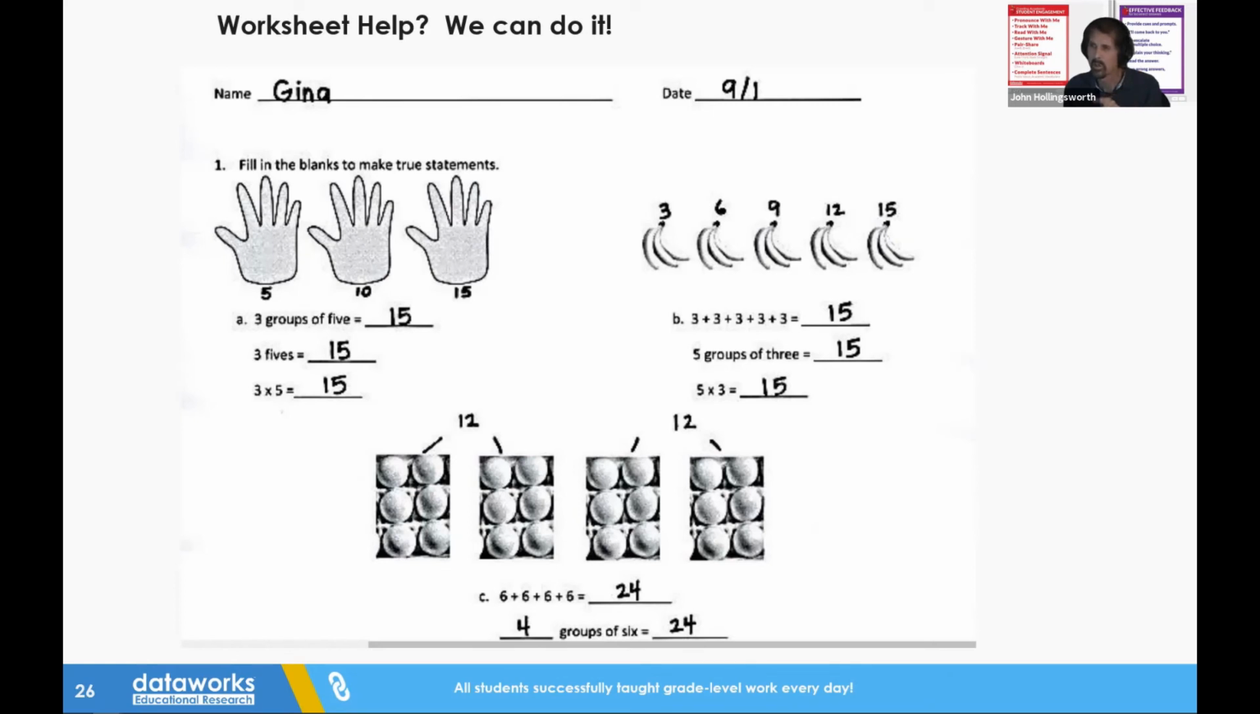Joel, I want you to look at the words in the question. Fill in the blanks to make true statements. Do you see the word statements? Yeah. So we need to make sure we're using the word statement someplace in our lesson, someplace the kids can read it and they know what that word means.